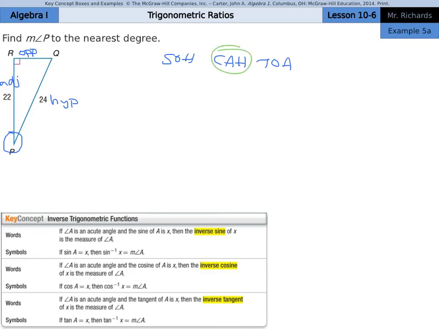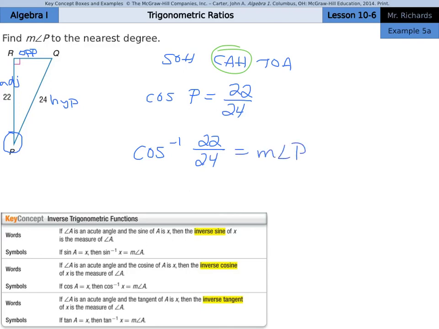So one thing we can now say is that the cosine of angle P is equal to the adjacent side, which is 22, over the hypotenuse, which is 24. Now, one thing we could do with the inverse cosine to find the actual angle is say my inverse cosine of 22 over 24 is going to equal the measure of angle P. And in a calculator, if you type in inverse cosine 22 over 24, you will come up with 24 degrees equals the measure of angle P.